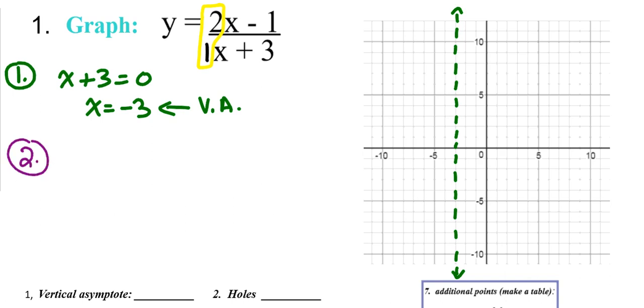We know that our horizontal asymptote is going to equal 2 over 1, which is 2. But let's stop and write it the same way. Like our vertical asymptote was the line x equals -3, our horizontal asymptote is the line y equals 2. Because these asymptotes are really lines.